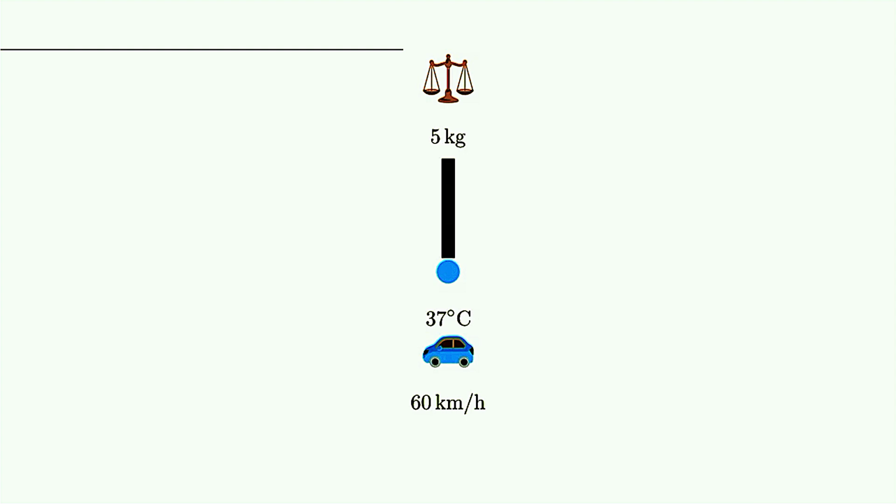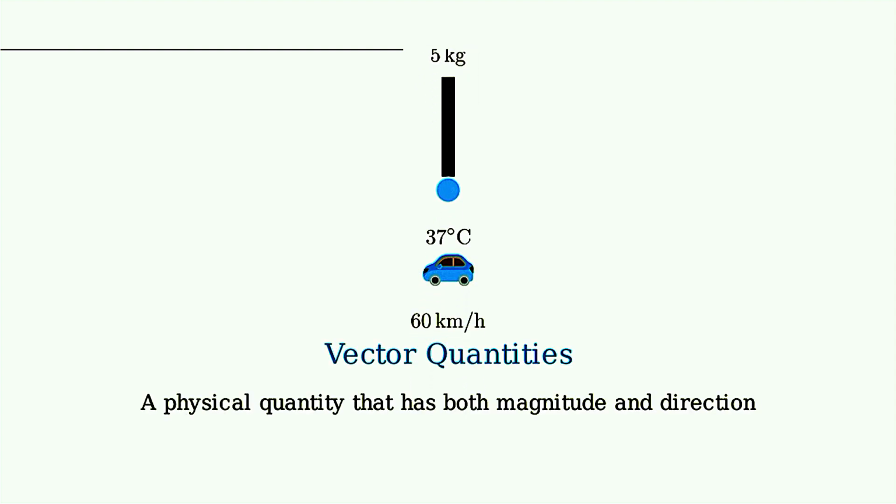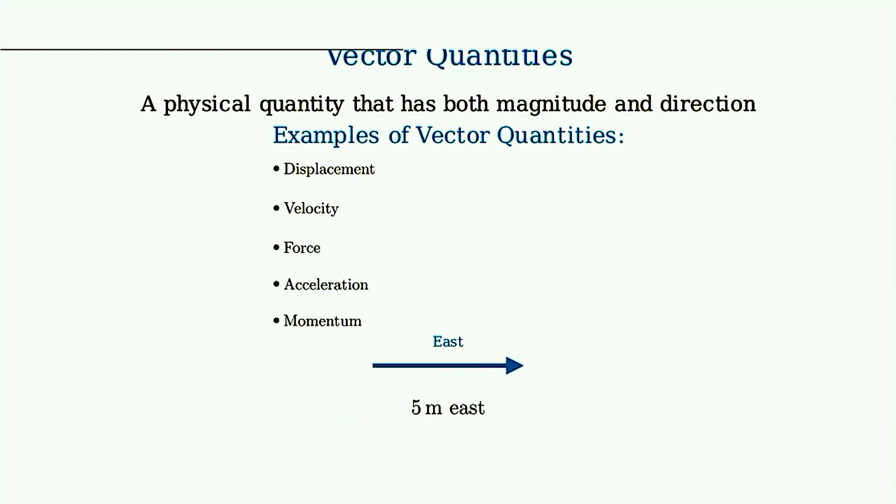Now, let's move on to vector quantities. A vector quantity is a physical quantity that has both magnitude and direction. Some common examples of vector quantities include displacement, velocity, force, acceleration, and momentum. For instance, when we say an object has been displaced by 5 meters to the east, we're specifying both how far the object moved, that's the magnitude, and in which direction it moved, east.